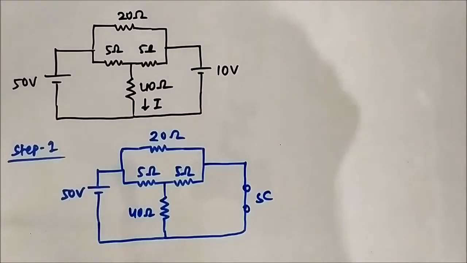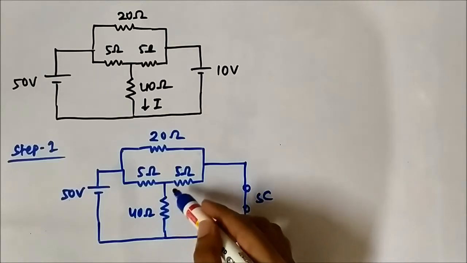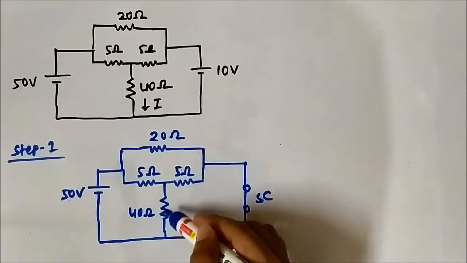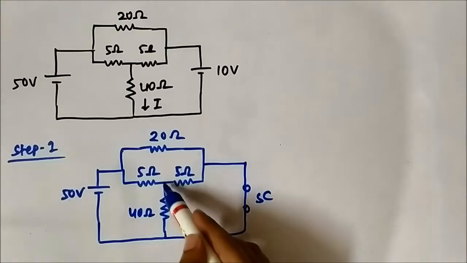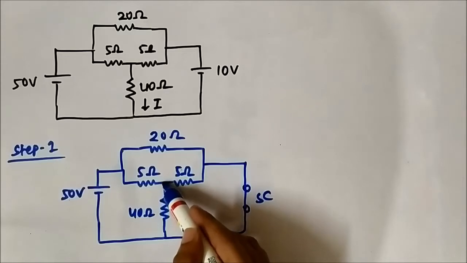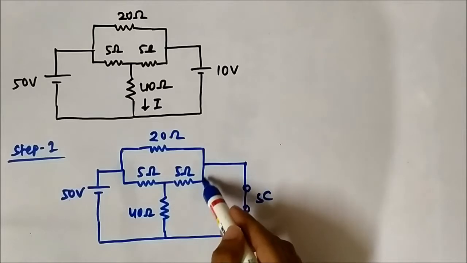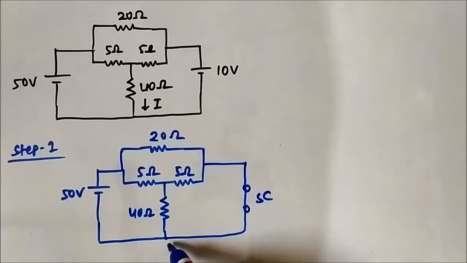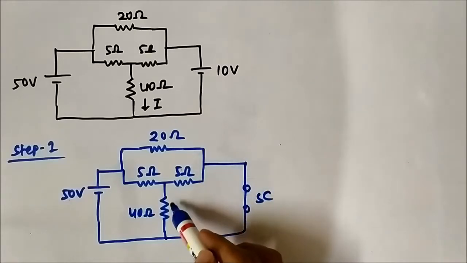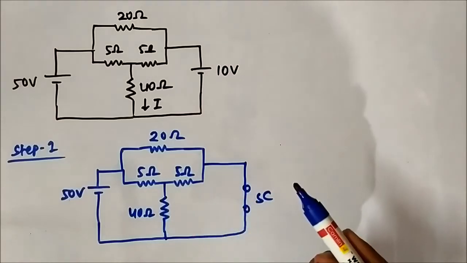Now if you look closely at this circuit, the 40 ohm resistor and 5 ohm resistor: their two ends are connected together, the 5 ohm this end, the 40 ohm this top end, and their right ends are shorted. It means 5 ohm and 40 ohm are in parallel.